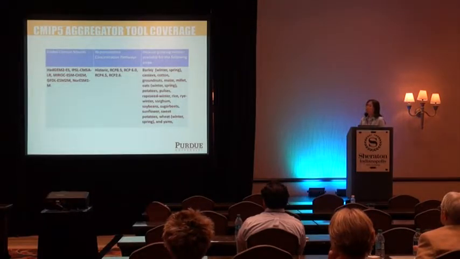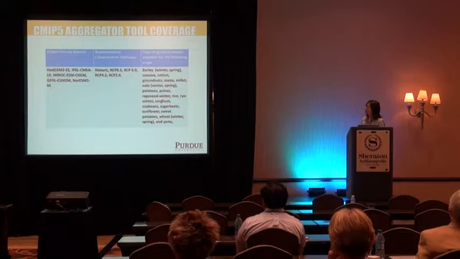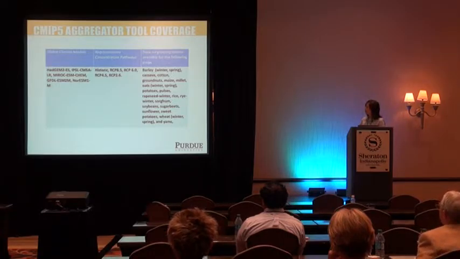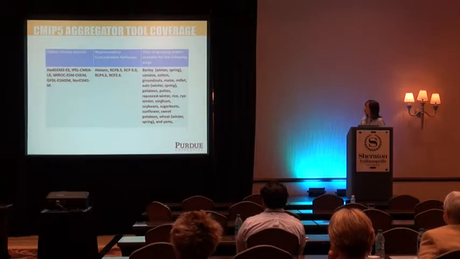This table shows the data coverage through the data aggregator tool. Currently, users can access the climate output generated using 5 global climate models as listed in the first column, under 4 representative concentration pathways as shown in the second column. And then we have the data for growing seasons for a number of crops that's shown in the last column.